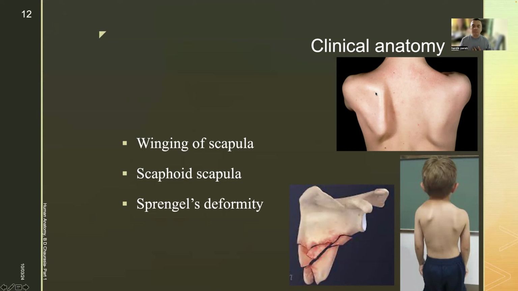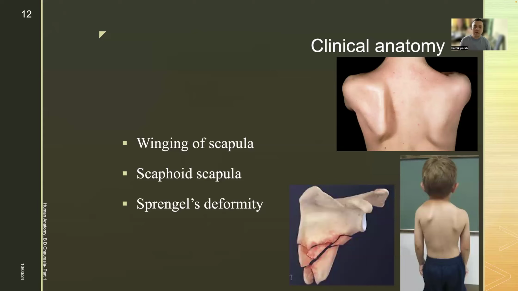Then scaphoid scapula is a condition when the medial border, which is normally convex, instead will be concave in nature. So the medial border will be concave, which is an anomaly that happens since birth, an abnormal structure. Sprengel's deformity is another kind of scapular deformity where the position of the scapula is not proper. Abnormally it will be higher, so that is the Sprengel's deformity.